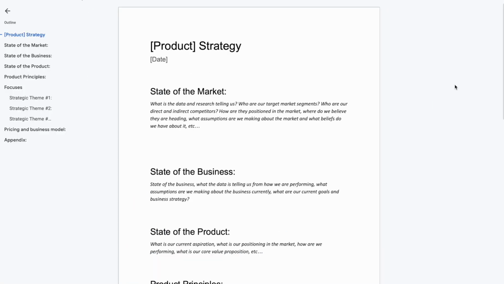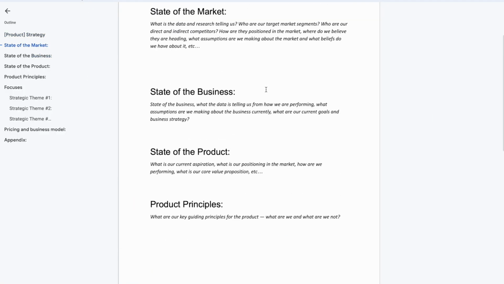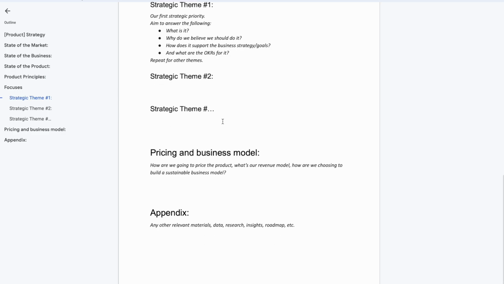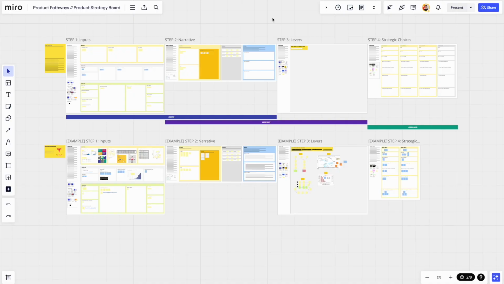They may know or have seen product strategy templates, ones like my one, but they don't know how to actually facilitate their thinking and get themselves to that final strategy at the end. So this board was created to help do just that.